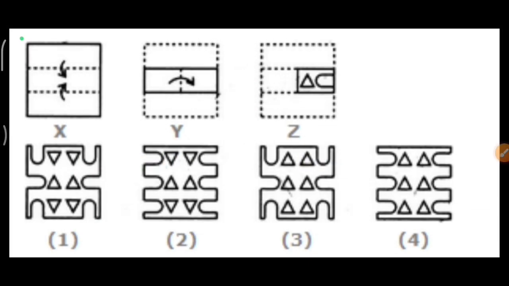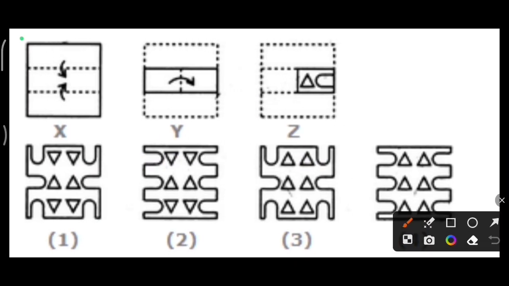In the next question you can see in figure X it is folded in this manner, and later from the half he again folded, so he made cuts here. Now let us unfold the figure Y, because the last fold we need to unfold first. So the triangle is present here and the curve is present here.